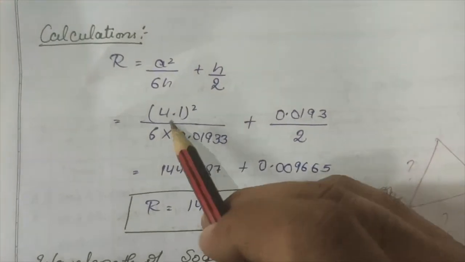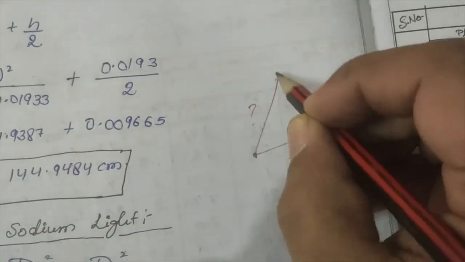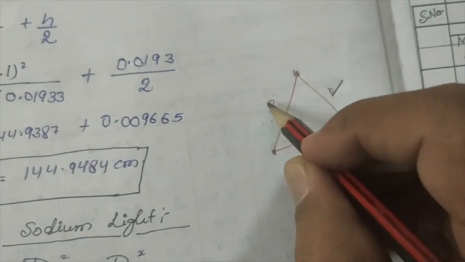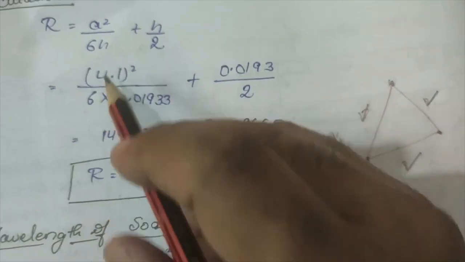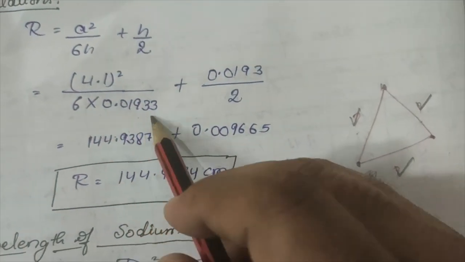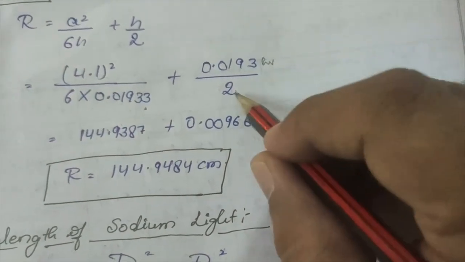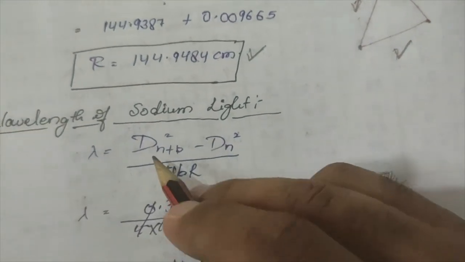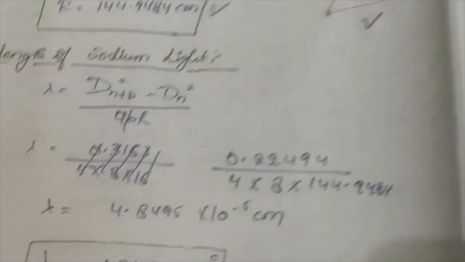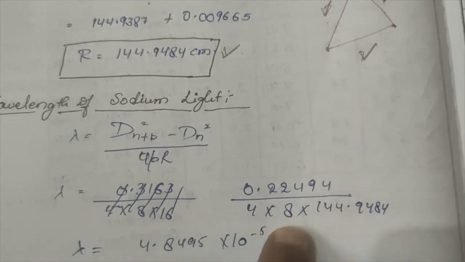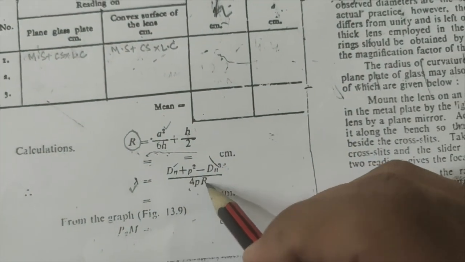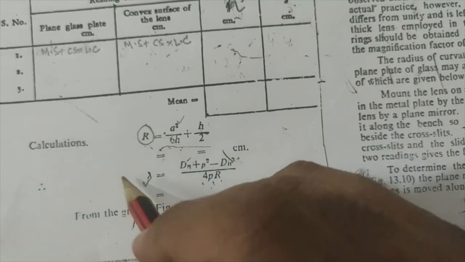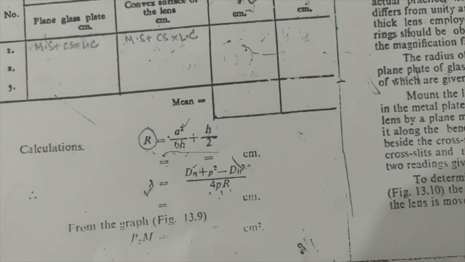Like in our case, a is 4.1, using the three dots of the legs; you have to find these three distances and use them. Here a is 4.1 centimeter, h is 0.1933 centimeter, and so this gives 144.9484 centimeter as the radius of curvature. And for Dn square minus Dp square, if we take the mean, in our case it comes out to be 0.22. You can use the value of R and P and the mean value of this to find the wavelength of the sodium light.